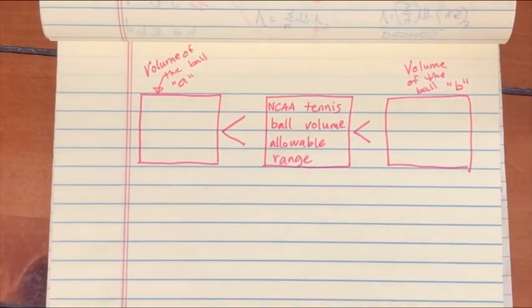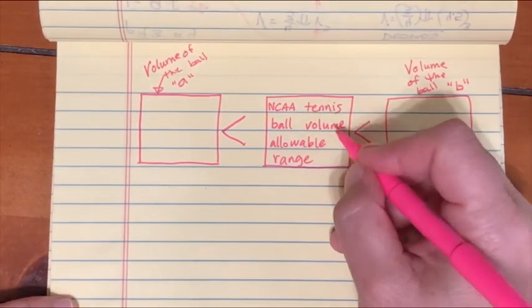So that's how you set up the inequality. You put those two values in like that. Okay?